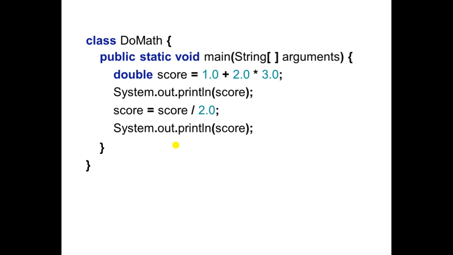I have created a double. What is it? It is the type. What is score? Score is a variable of type double, and it has some value, but it is in the form of an expression, right? You need to compute this first: 1.0 plus 2.0 into 3.0. In which way will it get solved?